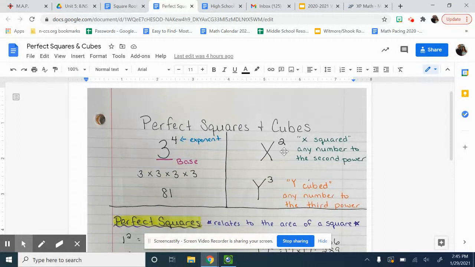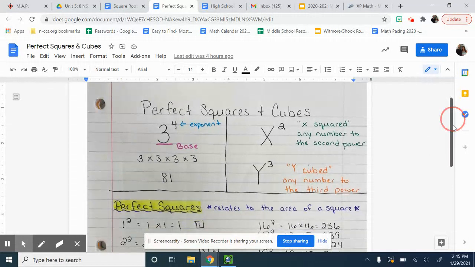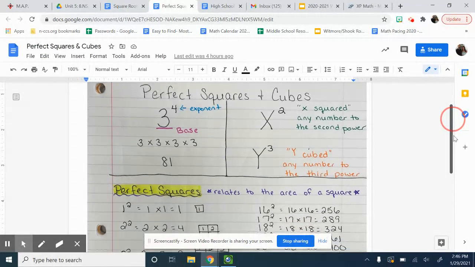Now, there are some perfect squares and perfect cubes that you're going to be responsible for knowing. So the perfect squares relate to the area of a square. So you have to think about that as side squared, like you learned several years ago.